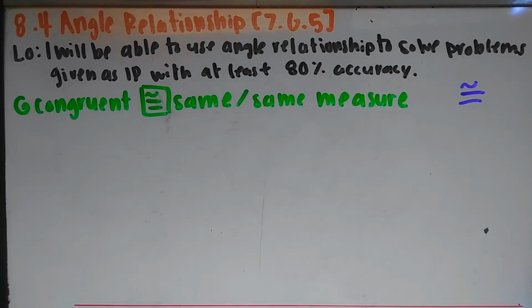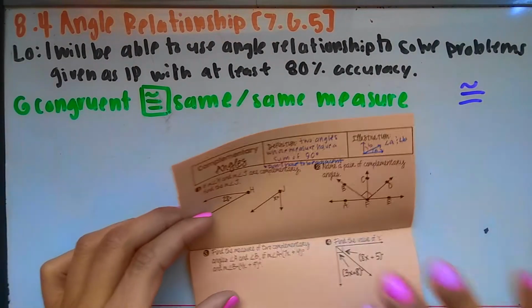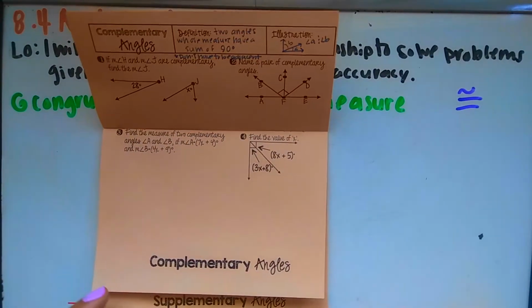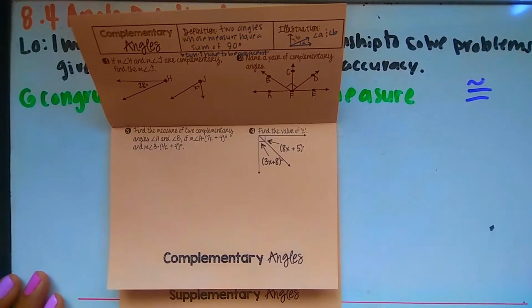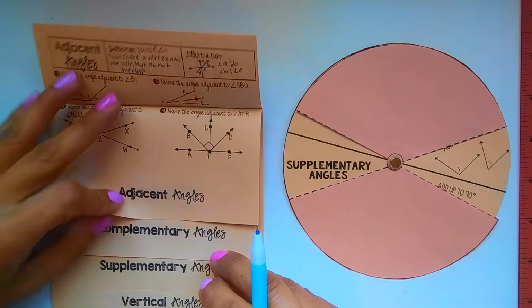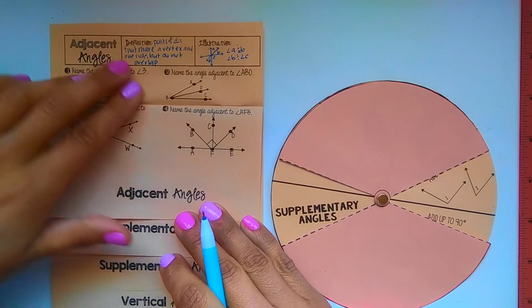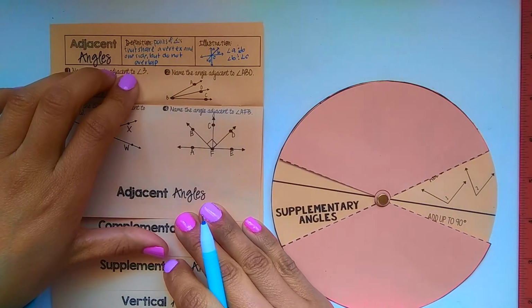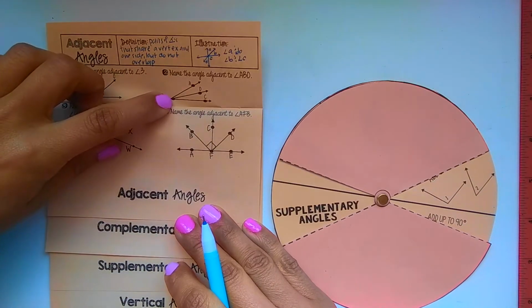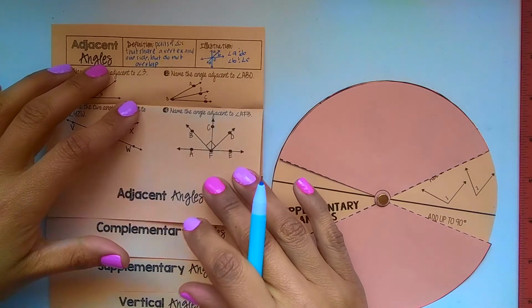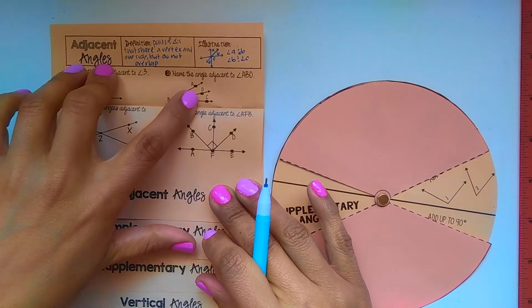Okay, so the first thing we're going to do is fill up our chart here, and then we'll also do our wheel so you can see how that should be done. What we have here is adjacent angles. We don't have that here, but adjacent angles are basically the pair of angles that share a vertex. Remember, vertex is the connection right there, where two lines connect, the pointy part. And they do have to share a side.